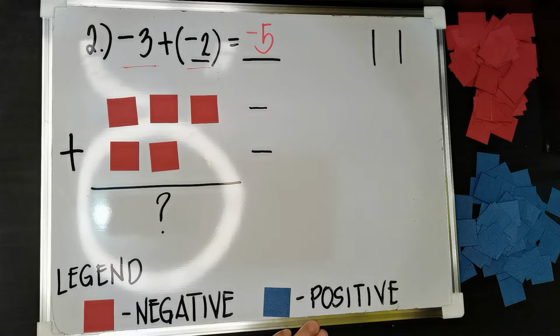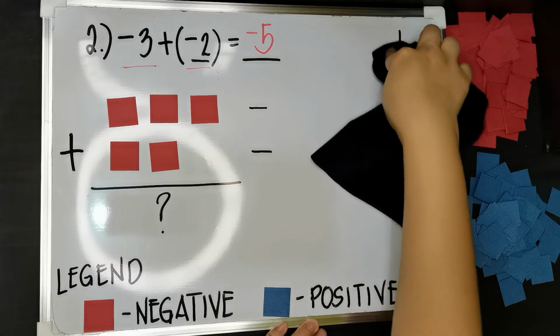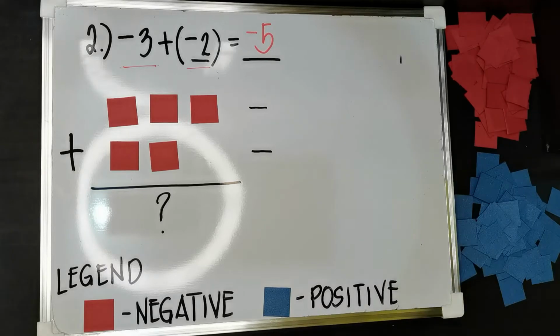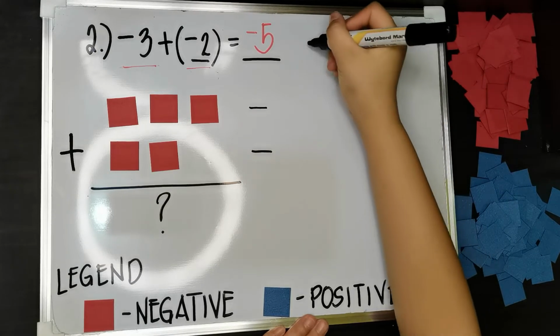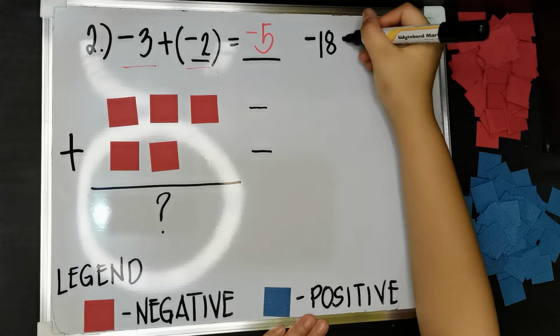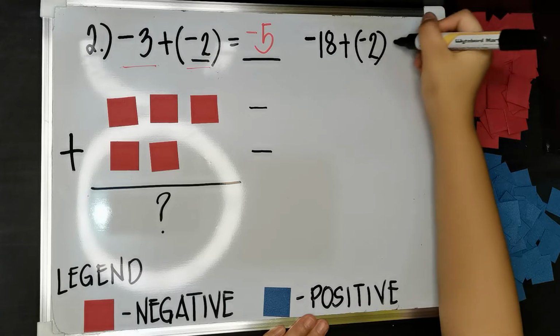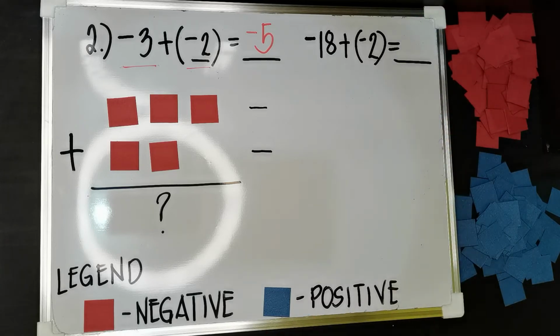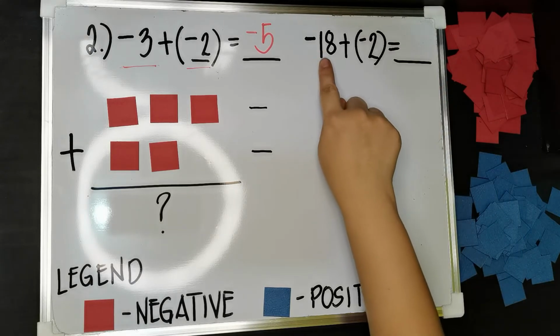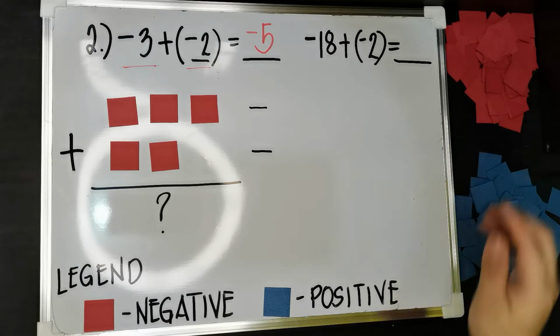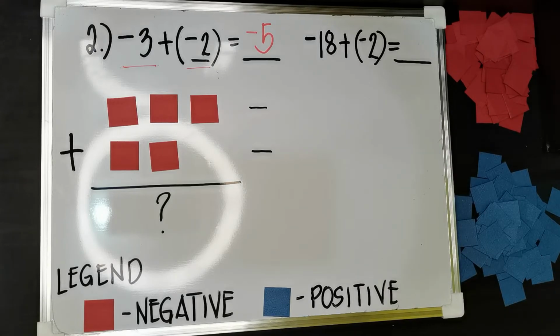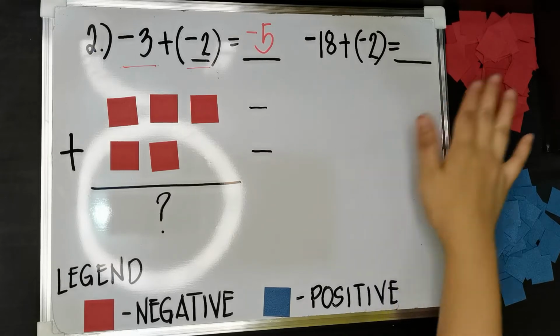Okay, now how about if hindi tayo magsasign tiles? Kasi, you know, there are situations na hindi mabababang integers ang binibigay sa inyo. What if binigyan kayo ng, kunwari, negative 18 plus negative 2. How are we going to find the answer to that? In that case, kung gagamit kasi tayo ng sign tiles, and this is negative 18, medyo matatagalan pa tayo. Aabot kayo ng maghapon sa paglalagay ng sign tiles na ganito.